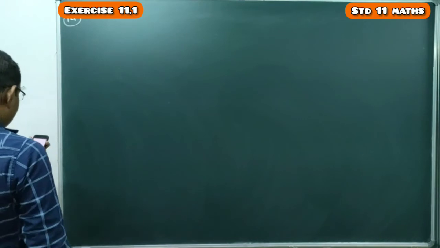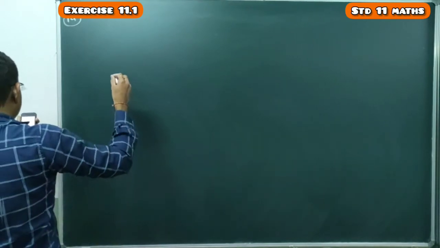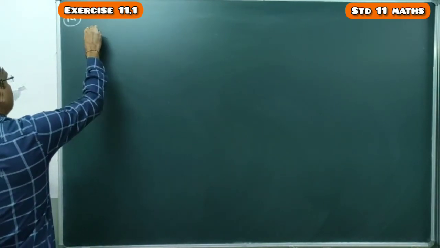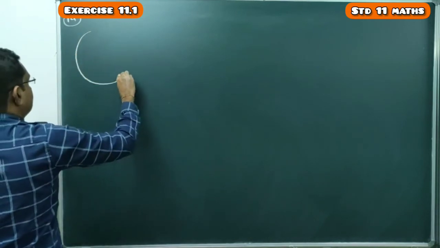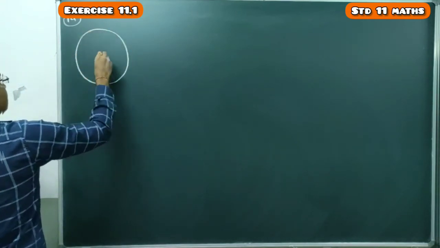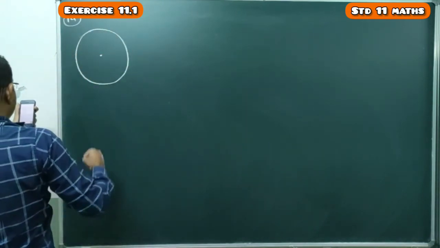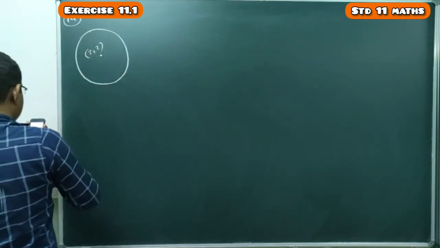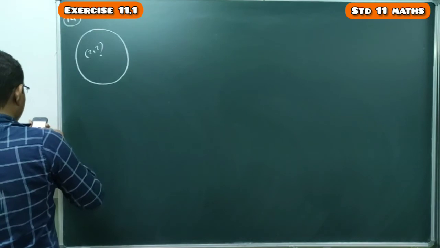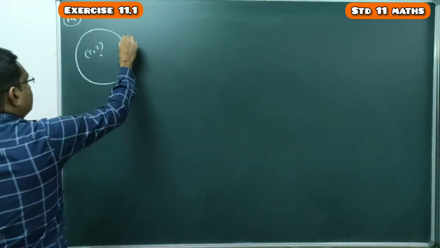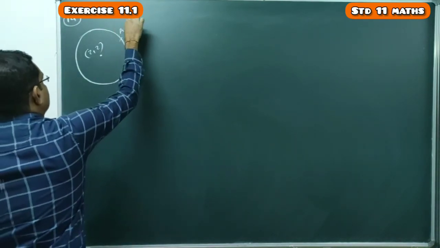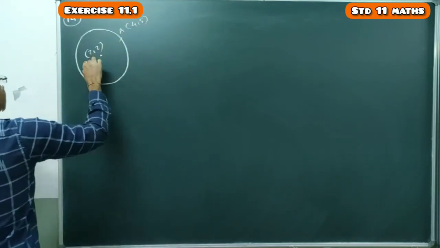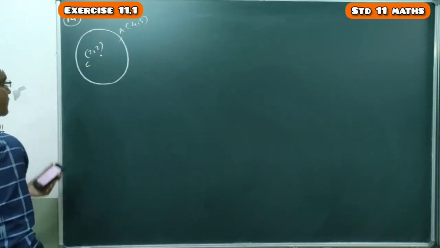Now question number 14. It says: find the equation of the circle with center 2, 2. So this is our circle. The circle with center 2, 2 is passing through the point 4, 5. Suppose this is one point A, 4, 5, and these are the coordinates of C. Find the equation of this circle.